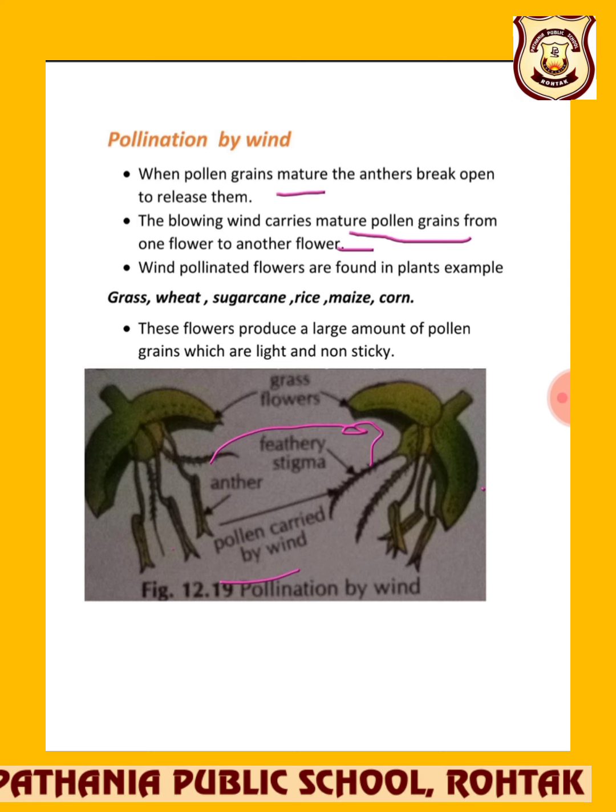Examples can be grass, wheat, sugarcane, rice, maize, corn. Wind pollinated flowers are found in these plants. You can learn the examples. These flowers produce a large amount of pollen grains which are light and non-sticky. They are non-sticky and they can be transferred by the wind from one place to another.